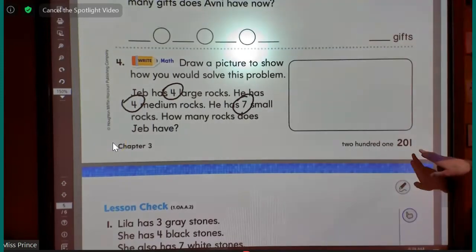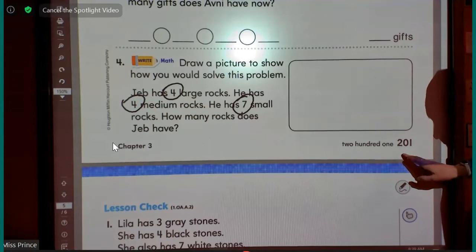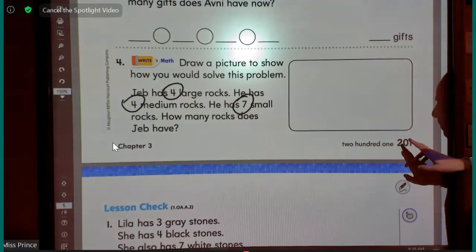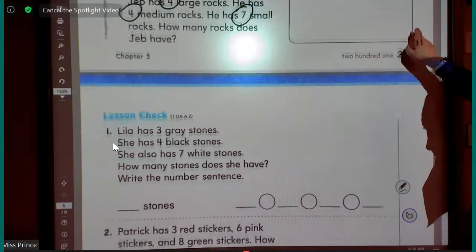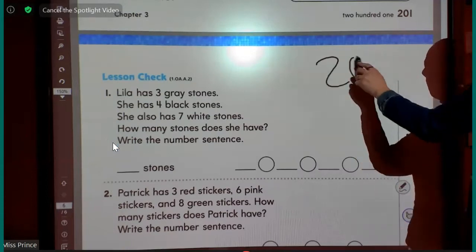Yes. What page are you on? 201. But that was the last problem on that page, so now we're on page 202.